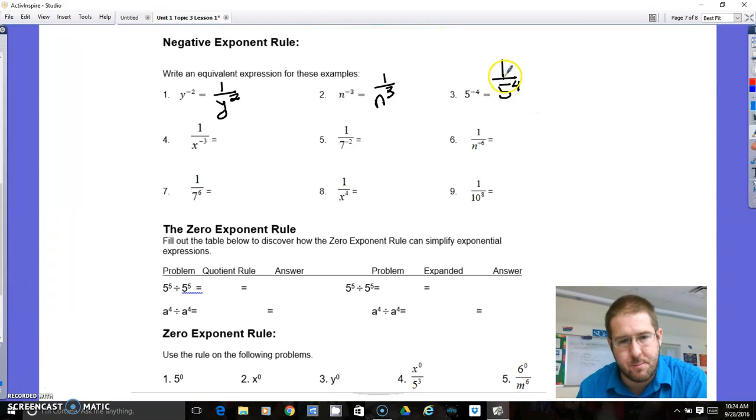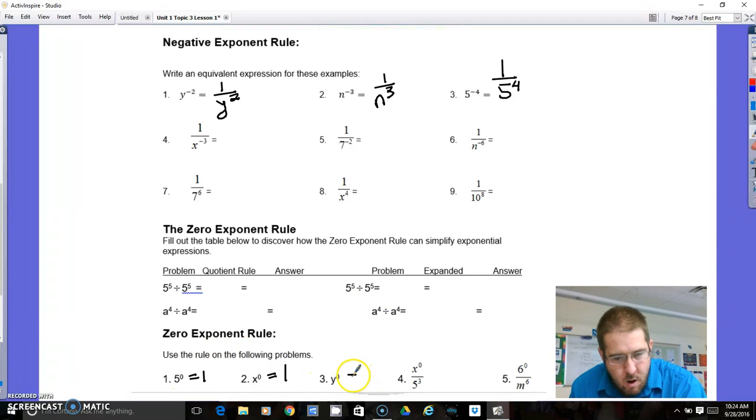Now I could simplify that some more, but I'm just going to leave it as is. I could do 5 times 5 times 5 times 5, and that would simplify things a little bit more. Anything to the 0th power, this is the 0 exponent rule. Anything to the 0 power is 1. This is the easiest rule ever. All of these are all equal to 1.